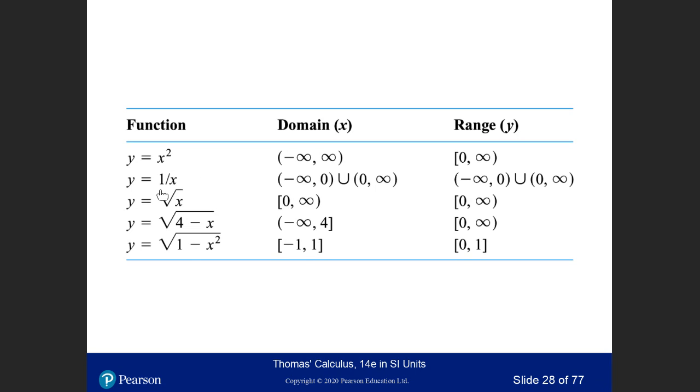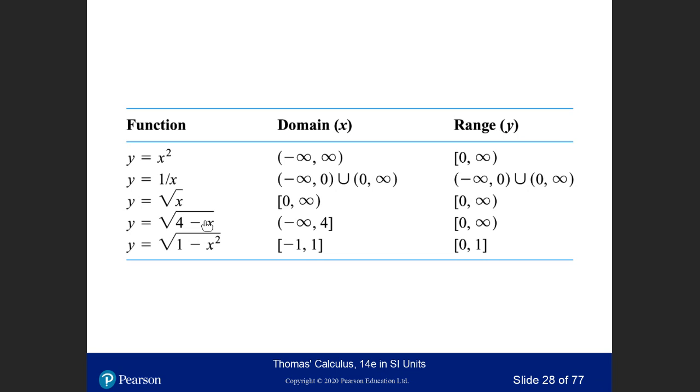Let's look at another function, y is equal to 1 over x. This function is not defined when x is equal to 0 because a real number divided by 0 does not give you a real number. So the domain of this function is minus infinity to 0, where 0 is not included, and 0 to infinity. The range is also the same because when x is negative, y is negative, and when x is positive, y is positive. So the range is also minus infinity to 0 union 0 to infinity.